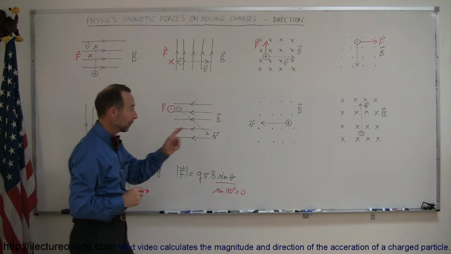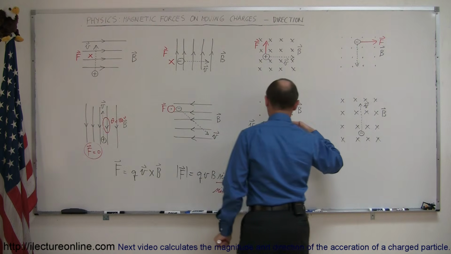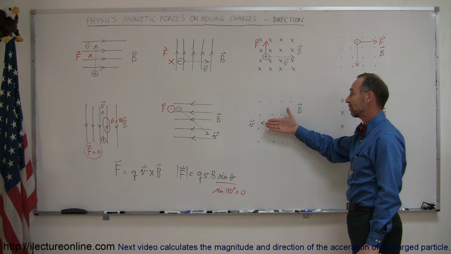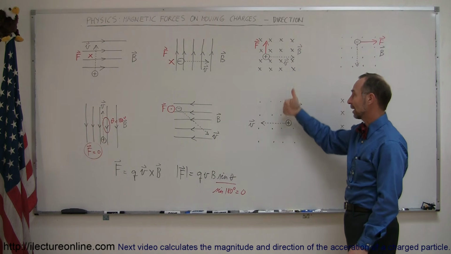All right, now, next example. Positive charge, I use my right hand. I point my fingers in the direction of the velocity, and then I have to turn my hand this way so I can turn my fingers in the direction of the B field, which is out of the board, and the force in that case will be up.